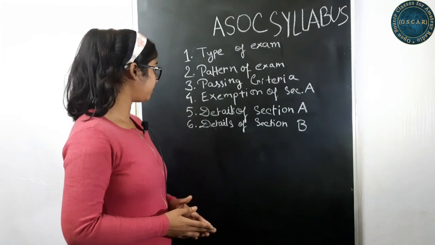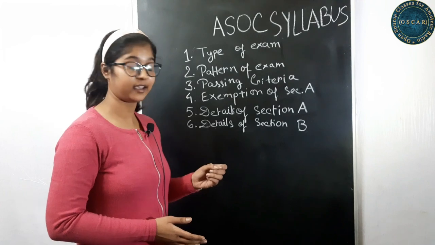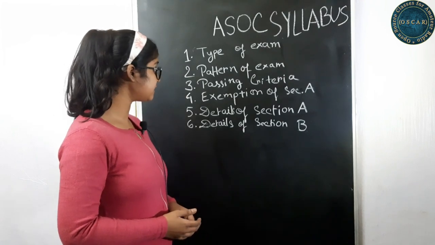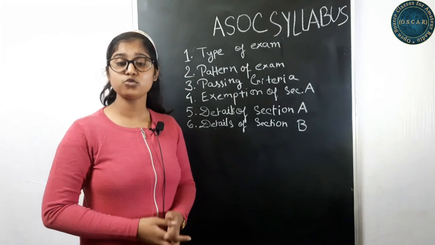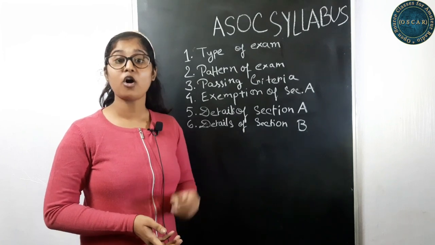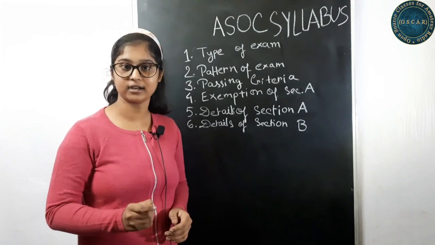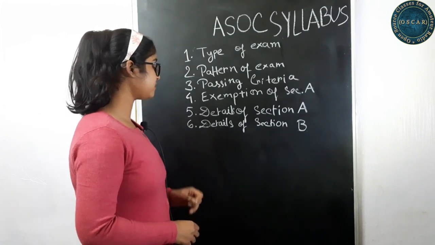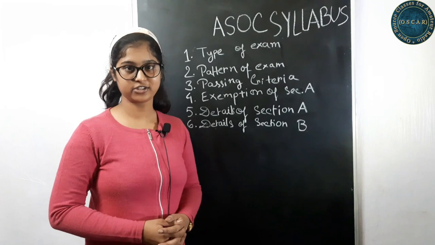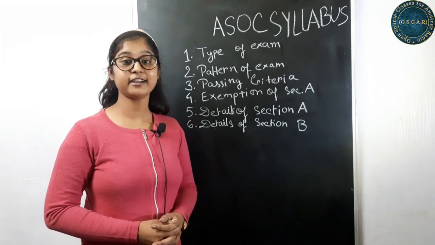Topic number 4, exemption of section A. Topic number 5, details of section A. That means we will discuss the syllabus of radio theory and electronics in detail, of what you have to learn. Topic 6, details of section B, radio regulations. So be with us till the very end of the video.